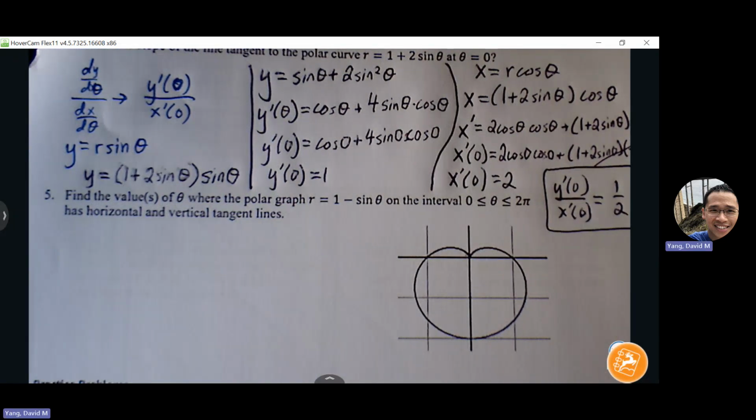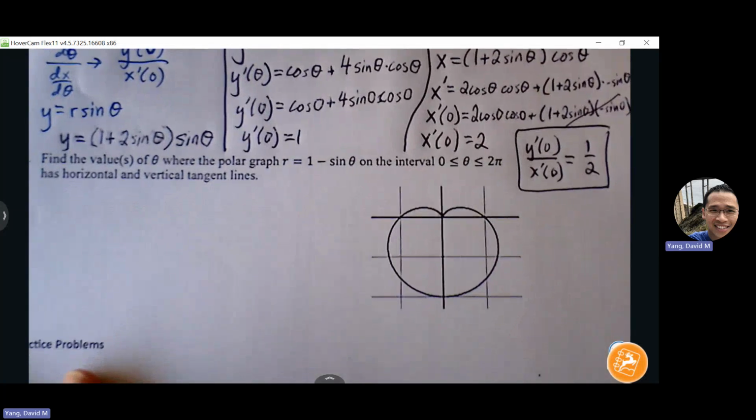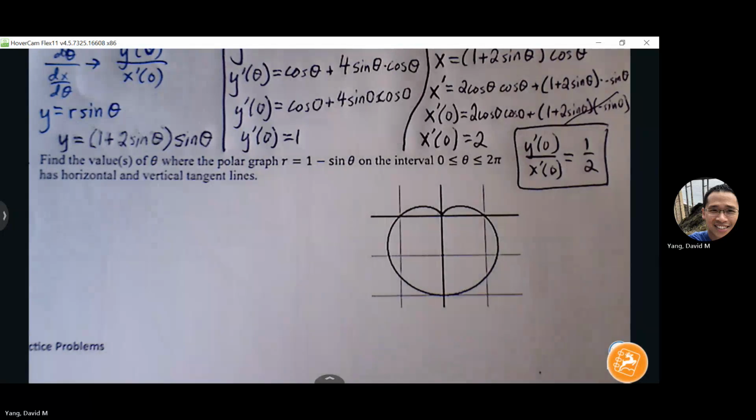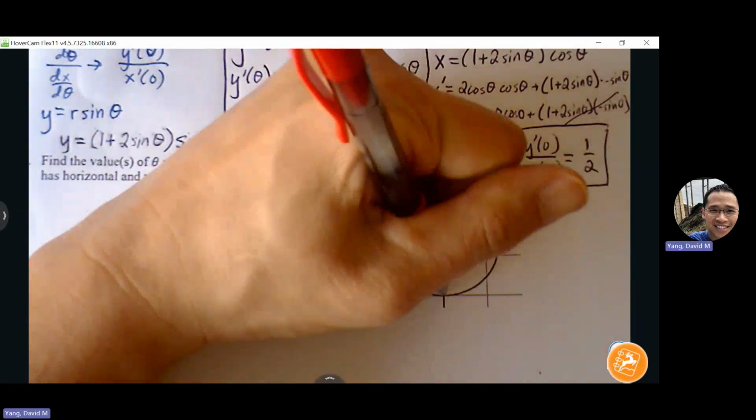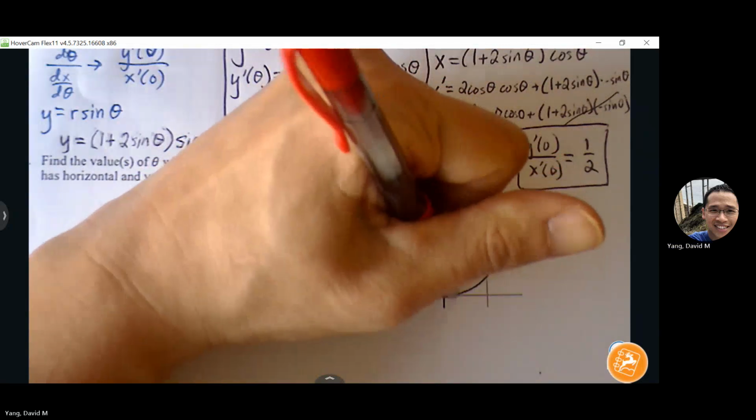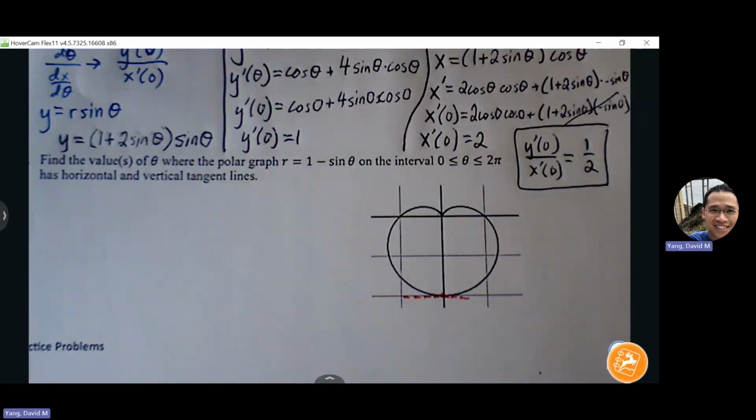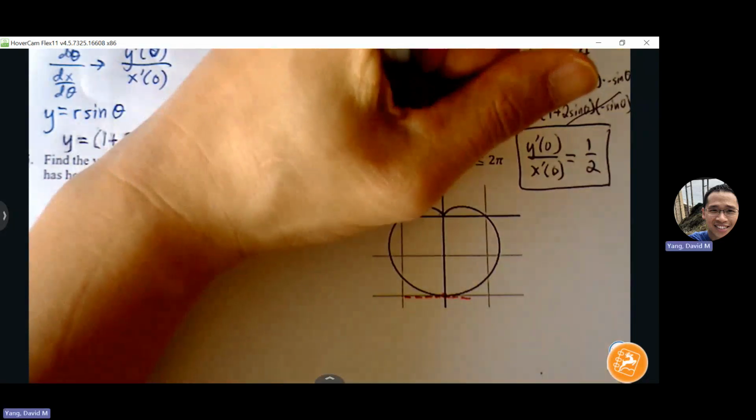So let's just draw in where we expect our horizontal tangents to be. How many horizontal tangents do you see on this graph? Where you can visually see a slope 0. It's more than 1, right? I see 1 here. I see 3. You guys see 3? Yeah.